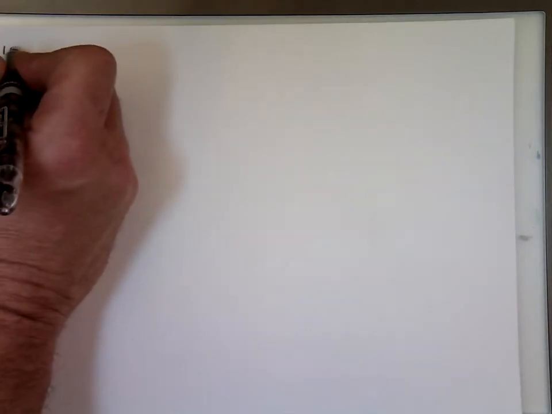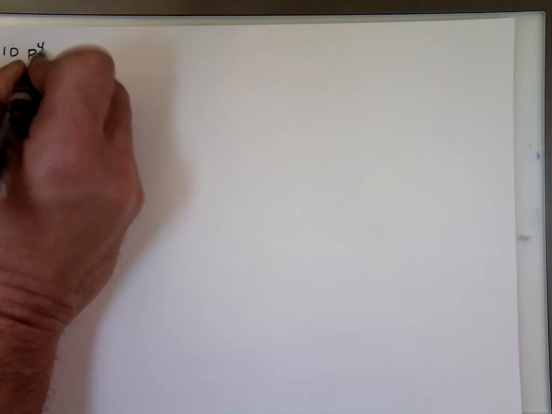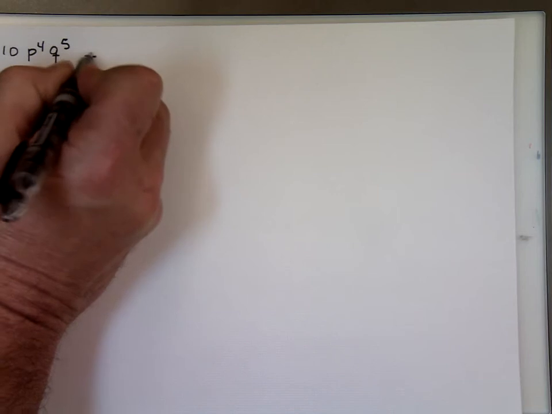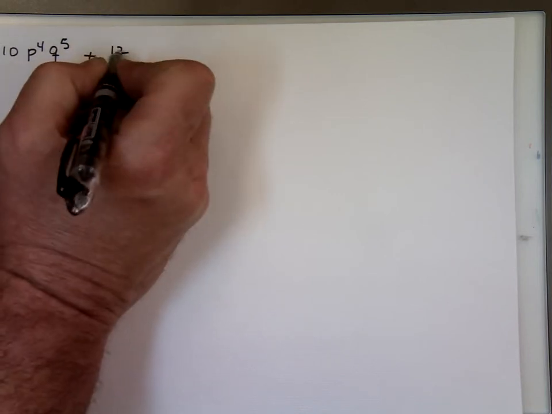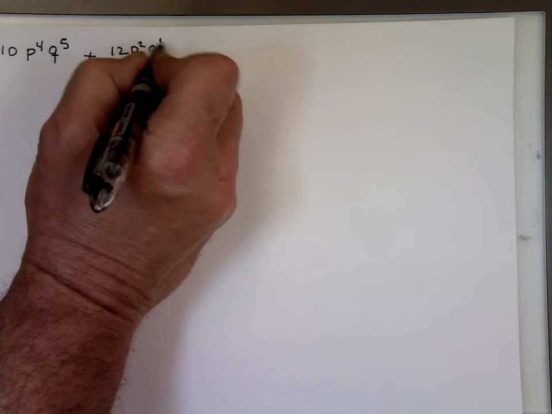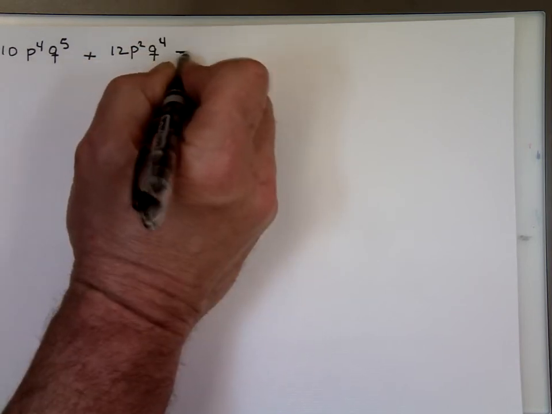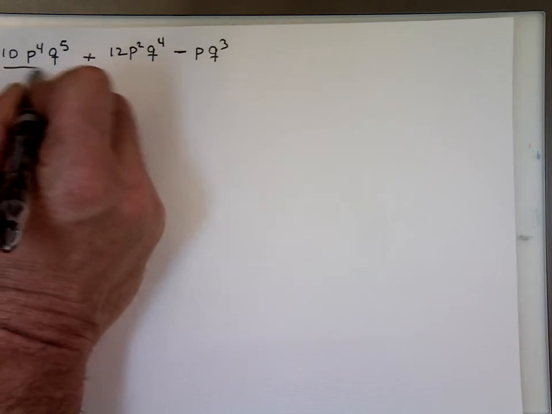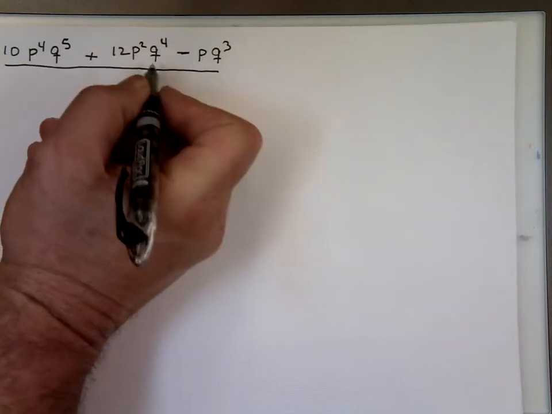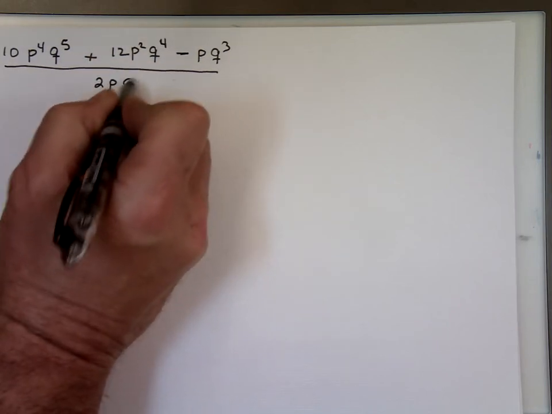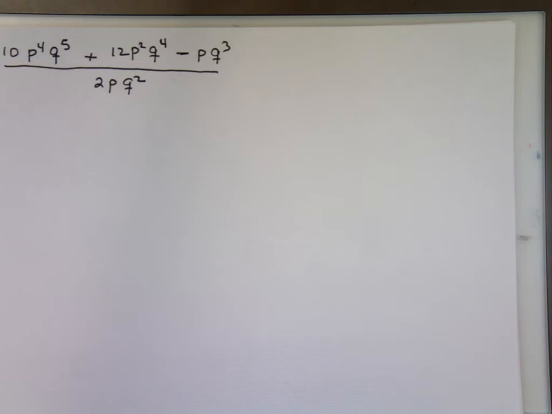10 p to the fourth q to the fifth plus 12 p squared q to the fourth minus p q to the third, all of that divided by 2 p q squared.